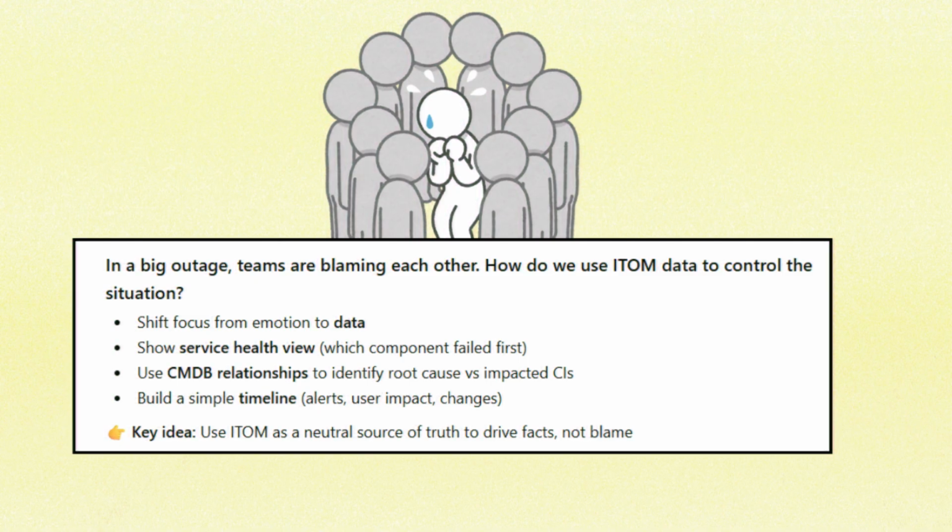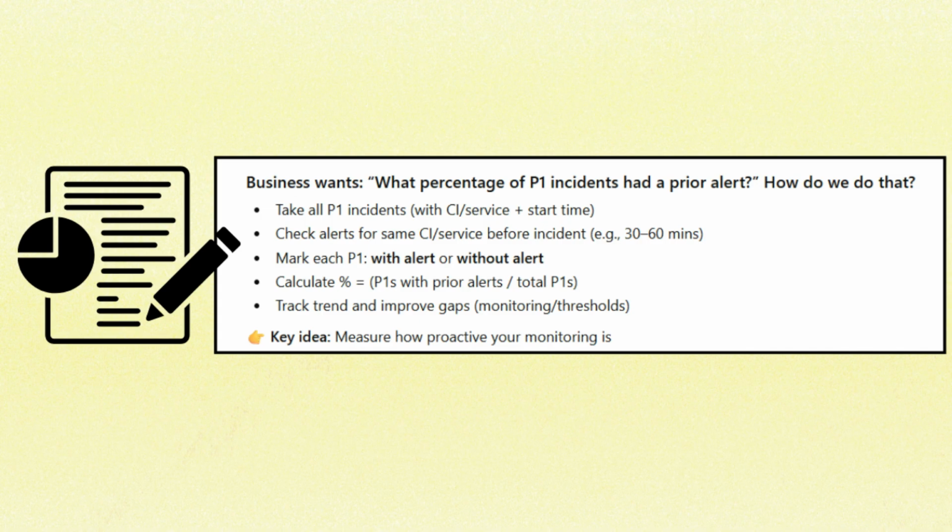What a wonderful question. Now the eighth question: business is asking what percentage of P1 incidents had a prior alert. So basically it's a KPI, and this KPI helps measure how proactive our monitoring tool is. First we collect all the P1 incidents for a defined time period and capture their impacted CIs or services and start time.